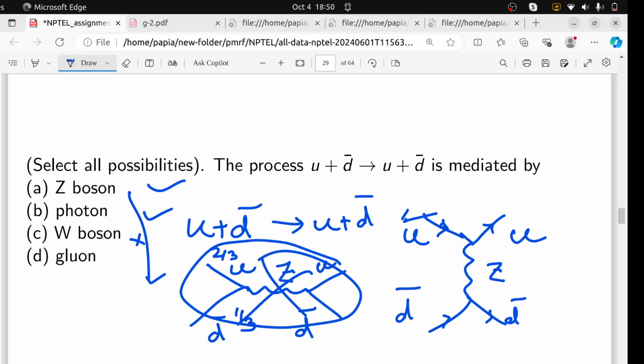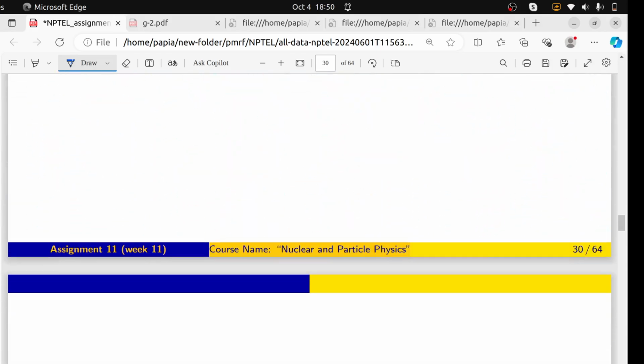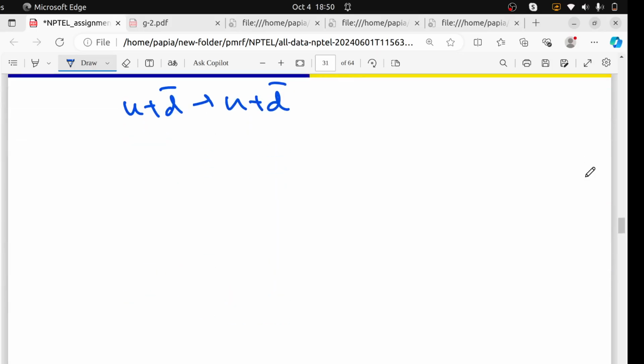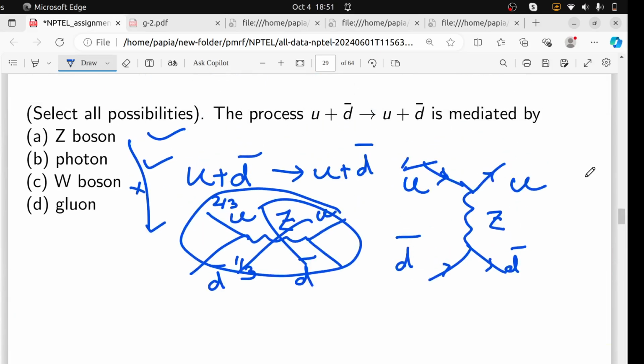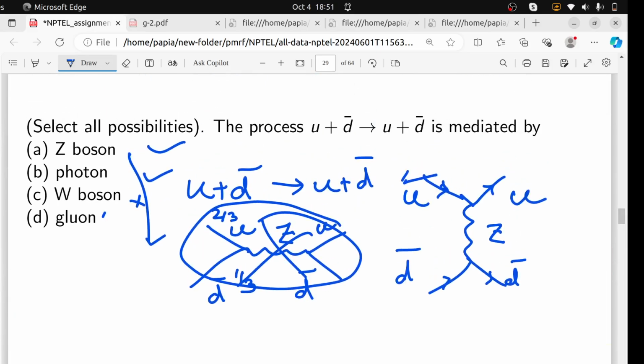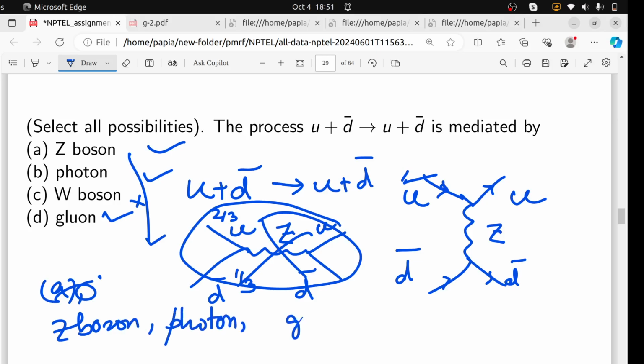Gluon. For gluon, what do we have to check? Gluon is like U plus D bar going to U plus D bar. Both have strong charge, color, so it is possible to have these things. That can be fine, U, D bar, because it has the color charge. So this is fine. So Z boson, photon, gluon.